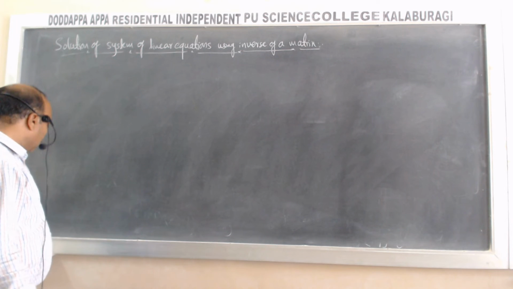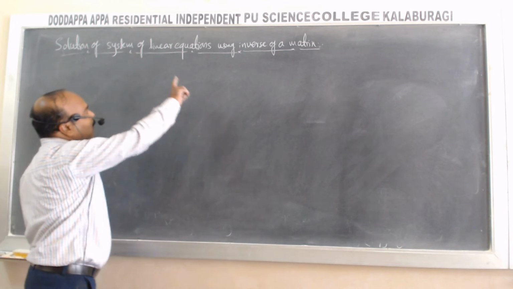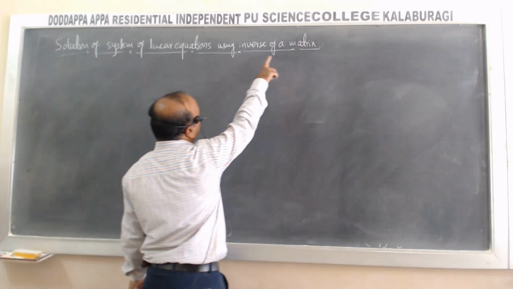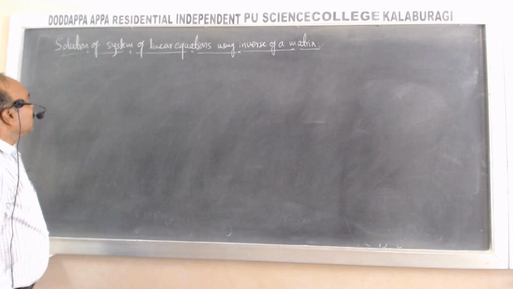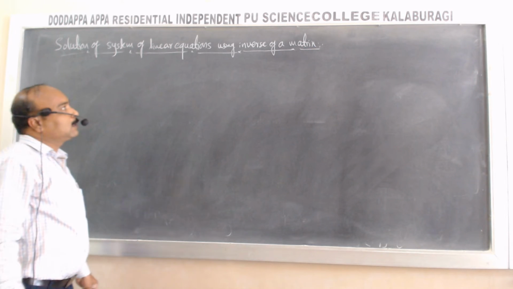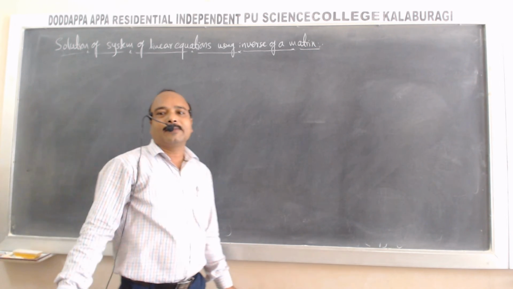Now we discuss the solution of a system of linear equations using the inverse of a matrix. We can solve the linear system of equations with the help of the inverse of a square matrix.